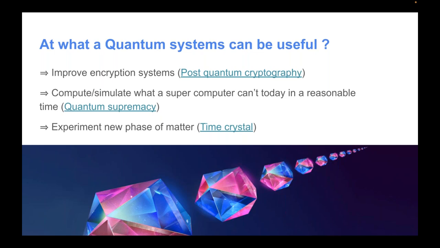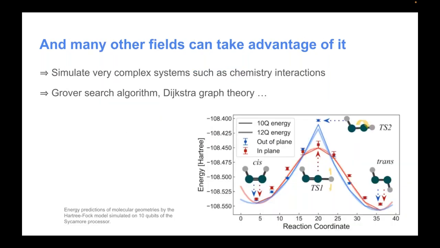So it's really complex to understand, but it's really interesting that we are able to simulate it and test it using those quantum computers. Other fields which are easier to understand are also, I'd say, possibly able to be tackled with these quantum computers. The first thing is chemistry interactions.